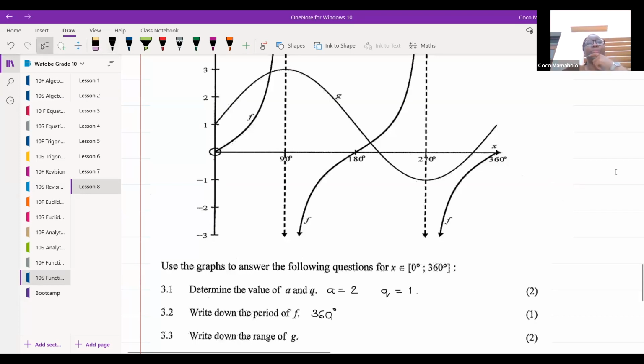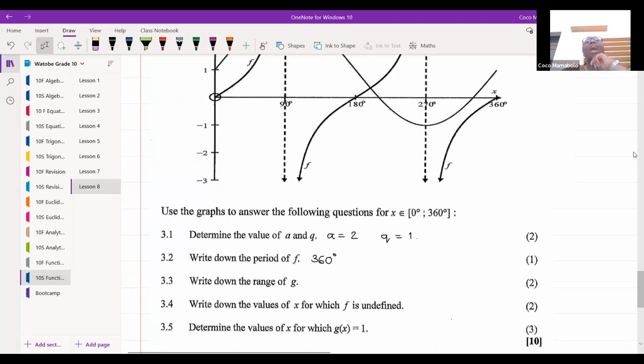Excellent, guys. I hope we're seeing it and we're not just saying, oh, yes, yes, yes. I hope we're understanding why we're not writing 180. They've managed to fit two graphs in the domain that they've given us. So that gives us the period.